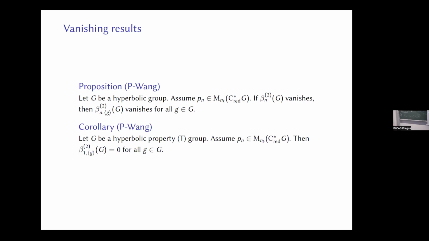And if we have a hyperbolic property T group, and we assume that Pn lives here, then the first L²-Betti number would vanish for all g. Why? Because there is a characterization of property T that says the first cohomology vanishes with respect to any unitary representation. When all unitary representations vanish, this implies that the reduced one vanishes, and in particular the higher Kazhdan projection vanishes, and then the first L²-Betti number would also vanish. This characterization of vanishing cohomology for property T groups is just about the first degree, and that's why we can only obtain results about the first degree delocalized L²-Betti numbers.